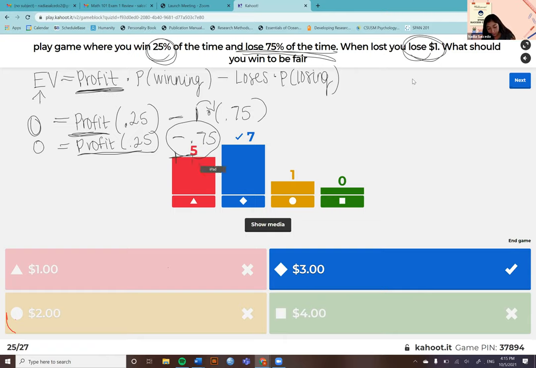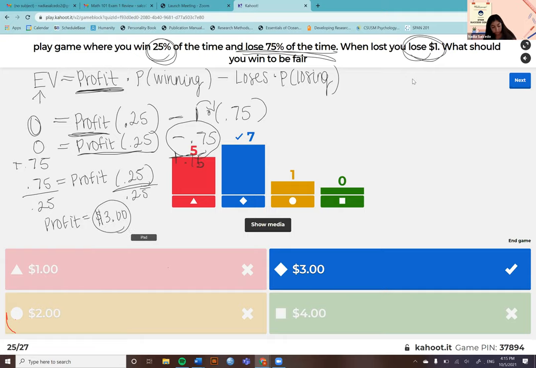We're going to add 0.75, because that's the opposite of subtracting 0.75. So we add 0.75 to this side. So 0.75 is equal to profit times 0.25. Now profit times 0.25 equals 0.75. To get profit by itself, we divide by 0.25. So profit would equal $3 when you divide this. Basically, to make this game fair, we'd have to win $3 25% of the time and lose $1 75% of the time for the expected value to be 0, which means the game is fair.